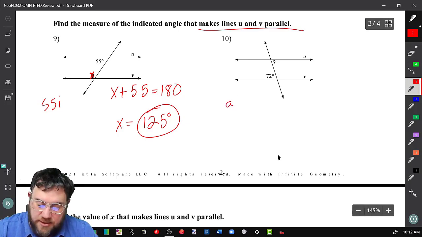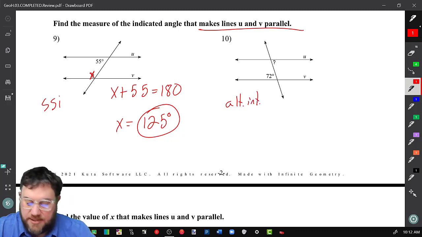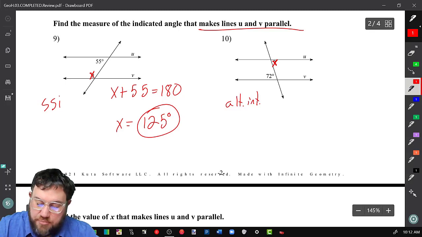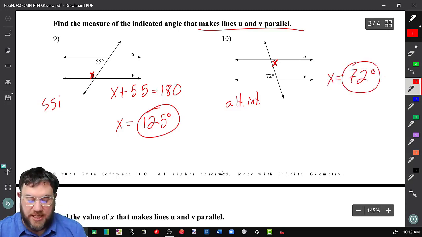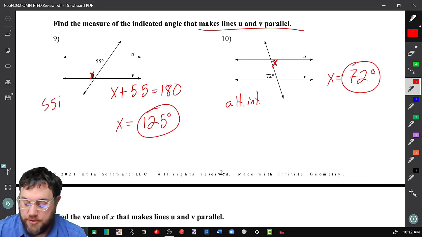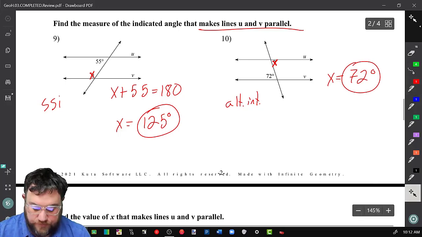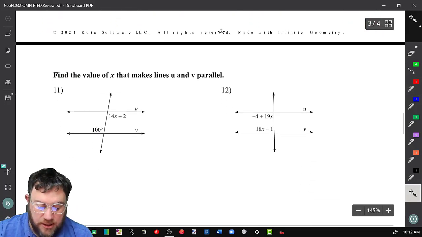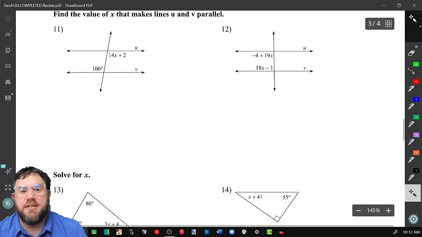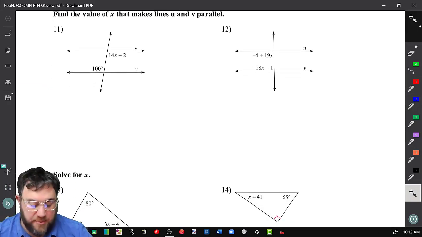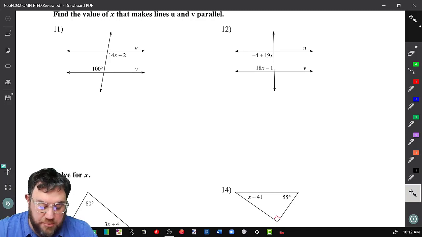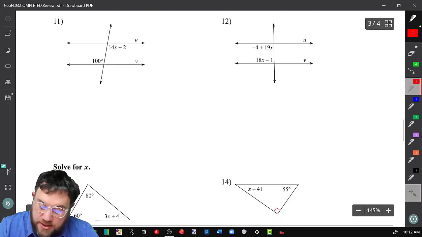In number 10, these are alternate interior angles. So if we want the lines to be parallel, then that missing angle has to be 72 degrees. It has to be congruent to the angle we're given. 11 and 12, same idea, only we've got algebra that we have to do. In number 11, these are alternate interior angles.